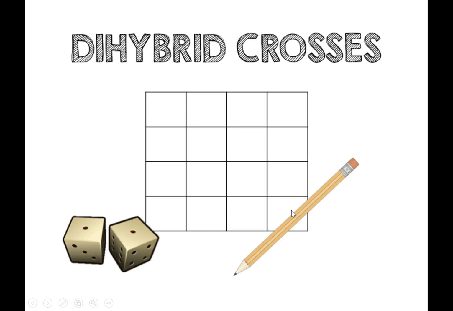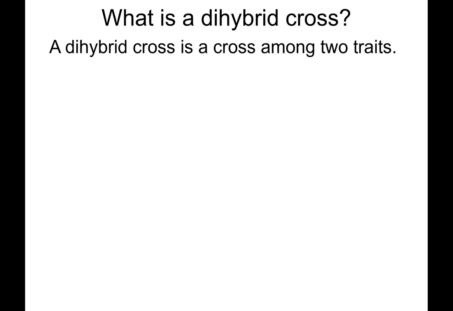Dihybrid crosses are the dreaded 16-box Punnett squares, but don't be afraid, they're not too tough to solve. I'm going to take you through how you would figure out how to set up the dihybrid cross, how to solve for a dihybrid cross, and analyze the results. They're not too bad, and then in the coming days we're going to do some practice problems.